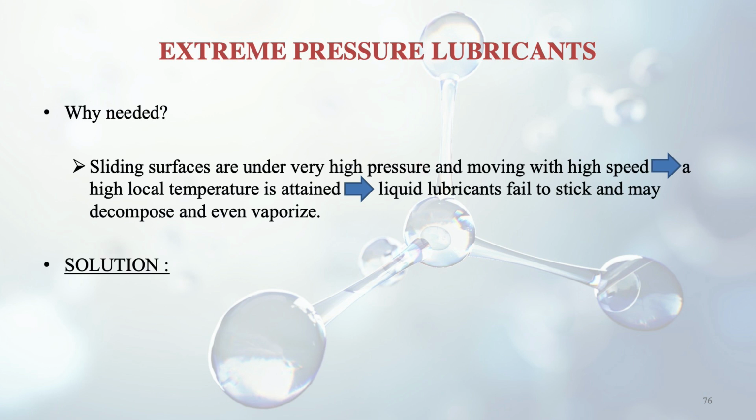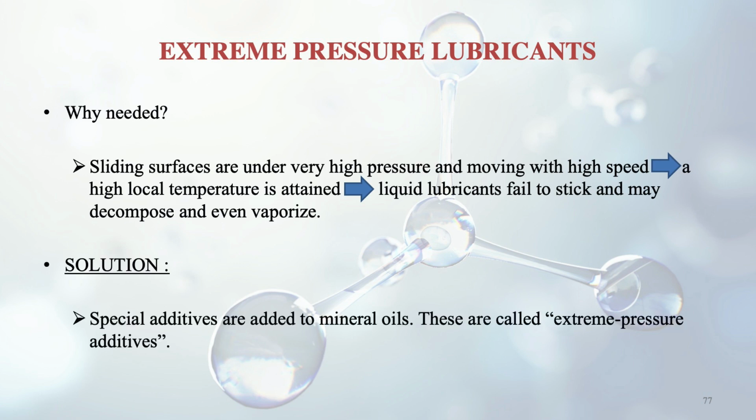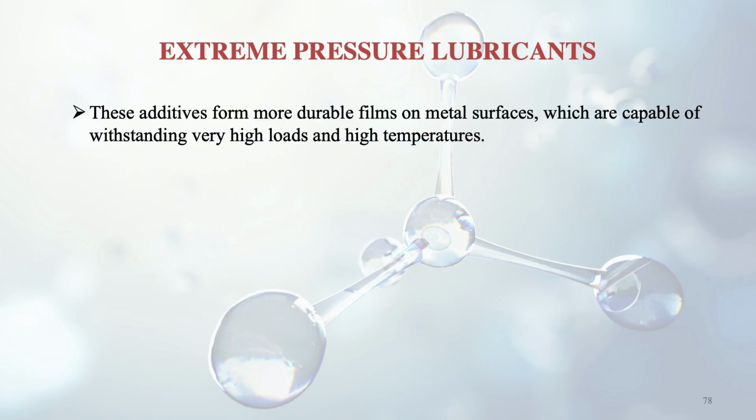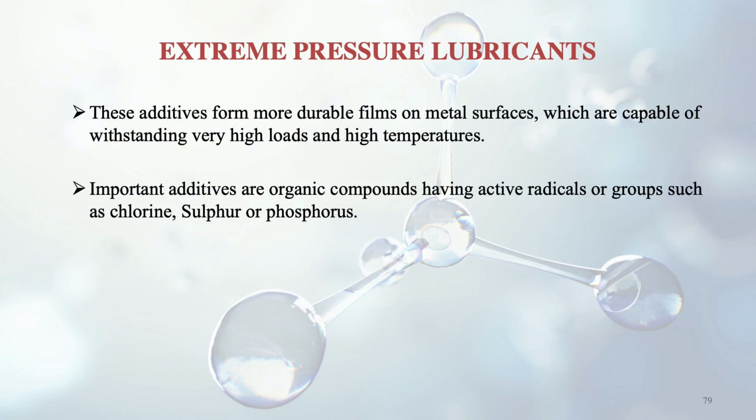The solution for this is that special additives are added to mineral oils, and these are called extreme pressure additives, and they form more durable films on metal surfaces which are capable of withstanding very high loads and high temperatures. There are certain important additives like organic compounds which have active radicals, for example the chlorine radical or the sulfur or the phosphorus.